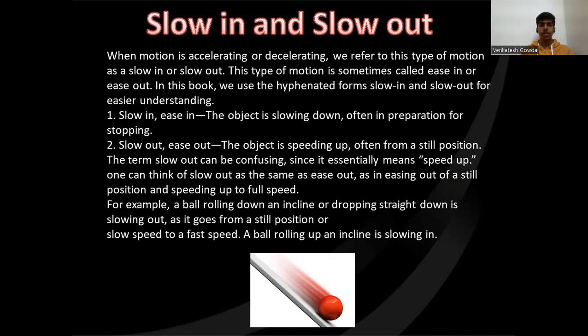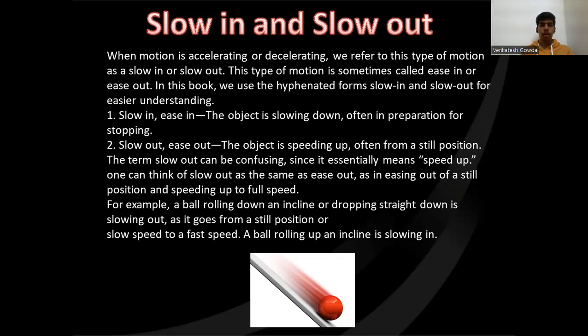First, slow in, which means ease in: the object is slowing down, often in preparation for stopping. Slow out, this is ease out: the object is speeding up, often from a still position. The term slow out can be confusing since it essentially means speed up. One can think of slow out as the same as ease out, as in easing out of a still position and speeding up to full speed.